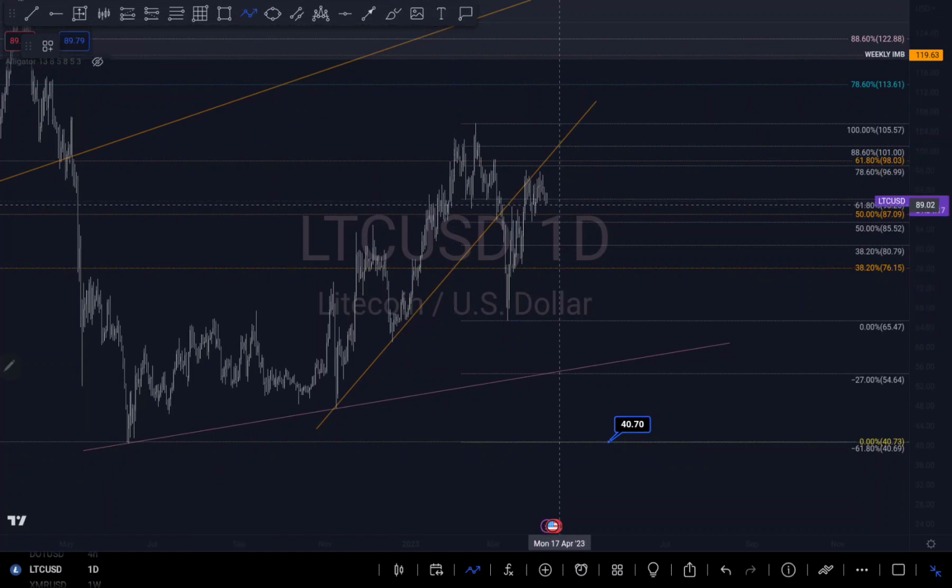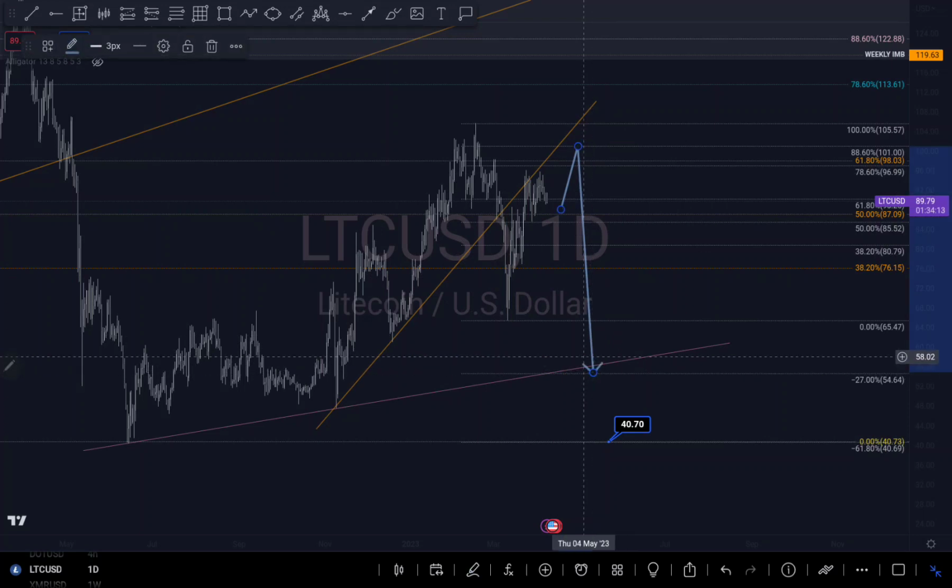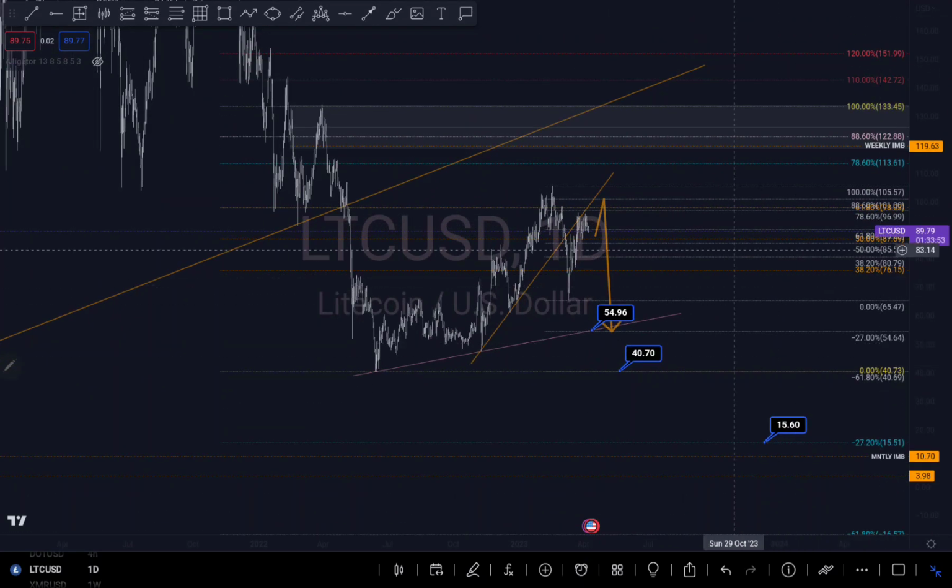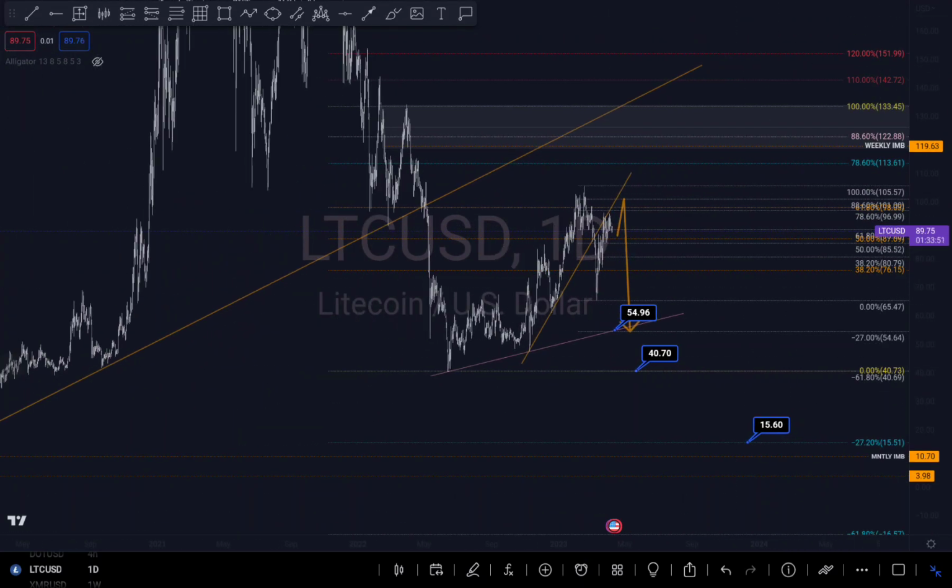So let's just say maybe like this, then going downwards to this level. Let me change the color. Okay, to this level right here. So that's a possibility. Okay, so we can finally maybe have our first touch, like I said, second touch, and a possible third touch to now push it upwards to where I think it might go. Those are like the first scenario.